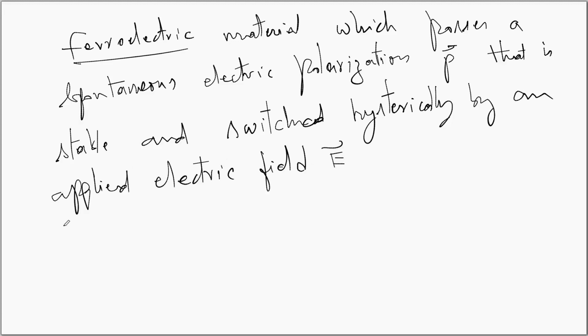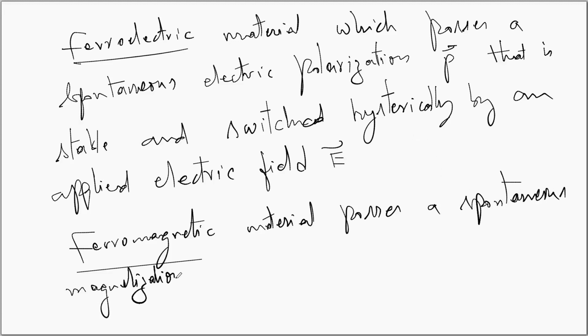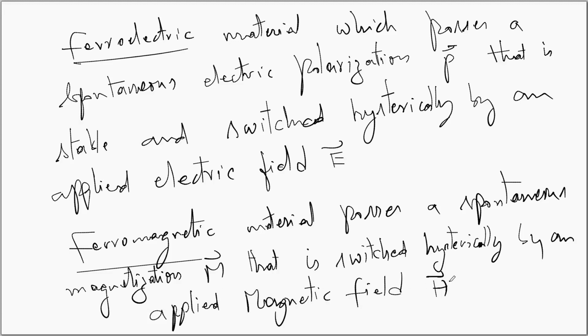The second one we discuss is the ferromagnetic. The ferromagnetic materials possess a spontaneous magnetization M that is stable and switched hysterically by an applied magnetic field H.